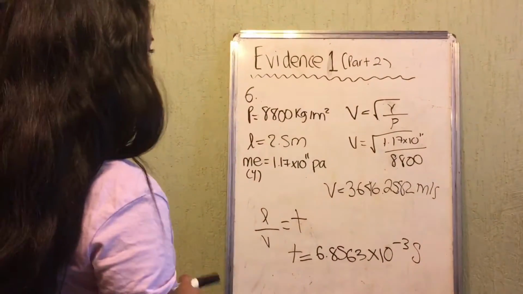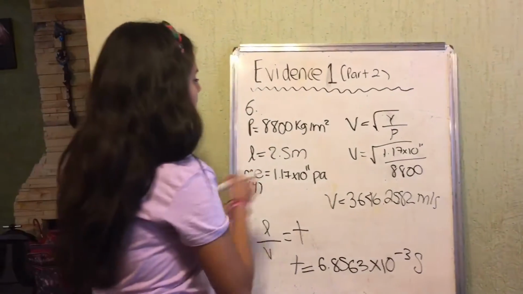Problem number 6. How long does it take for sound to travel through a rod 2.5 meters long if it is made of copper? The density is 8,800 kilograms per cubic meter, and the modulus is 1.17 times 10 to the 11 pascals. So first of all, we have to know our data.